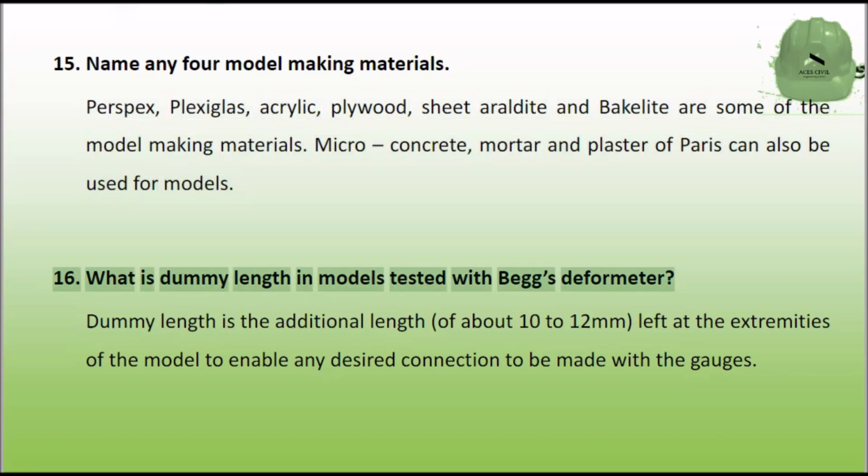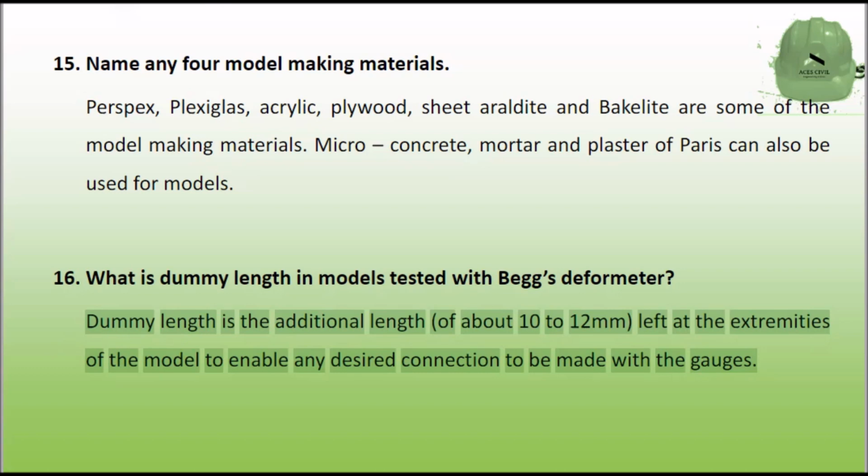What is dummy length in models tested with Begg's deformeter? Dummy length is the additional length, of about 10 to 12 mm, left at the extremities of the model to enable any desired connection to be made with the gauges.